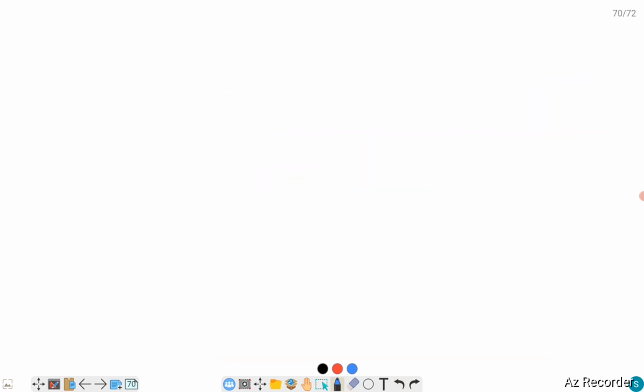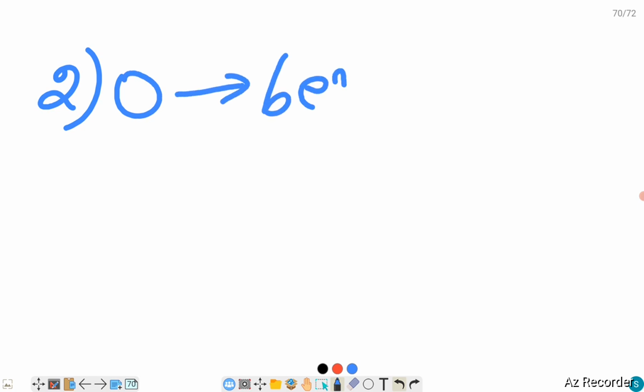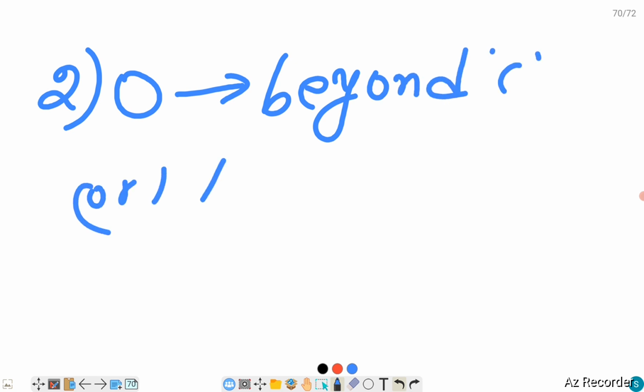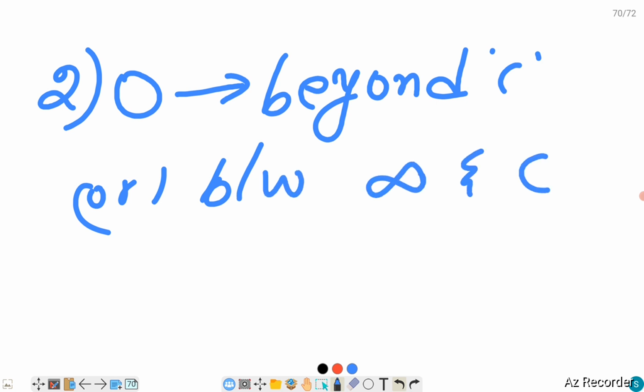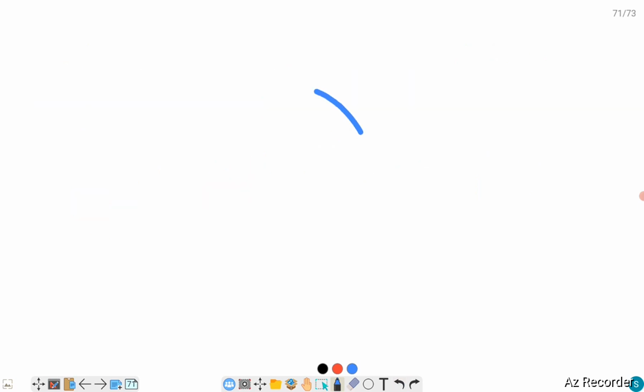And the second one, we have the object placed beyond the center of curvature, beyond C. This also can be taken as between infinity and center. Both are the same, but generally you take beyond C because it will be almost near to the center of curvature.